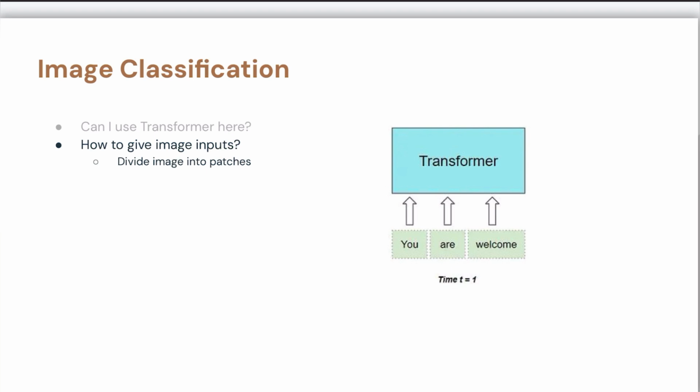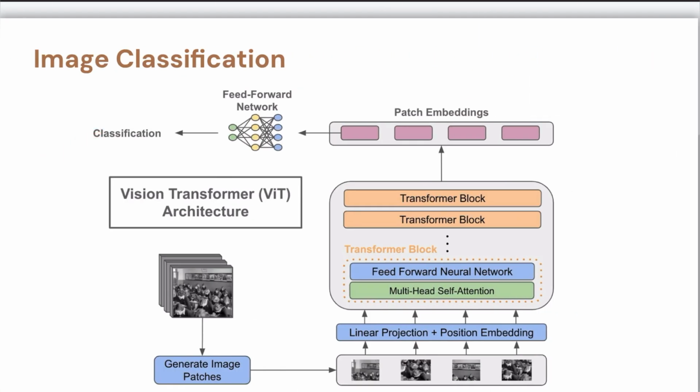This idea led to a new type of architecture called the vision transformer. This is the architecture of the vision transformer, and this is for image classification. Here the input image is divided into multiple patches. If you see this image, it is divided into 4 patches like this, and these patches are given parallelly to the transformer as input. Now earlier in the NLP case, the words are converted into embeddings and then position encoding is used to maintain the relative position of the words.